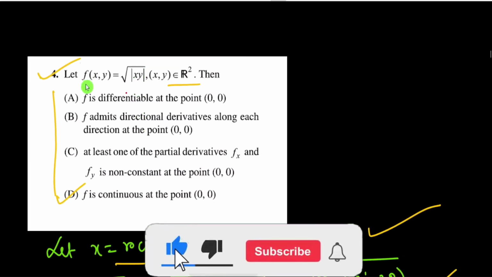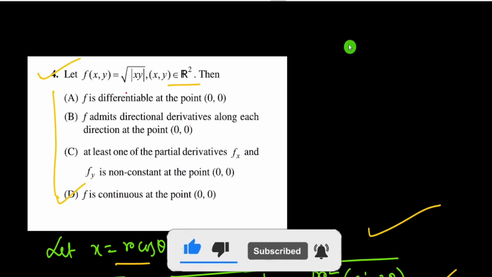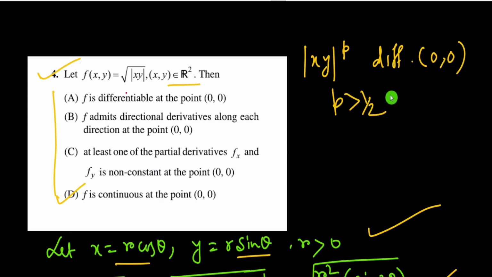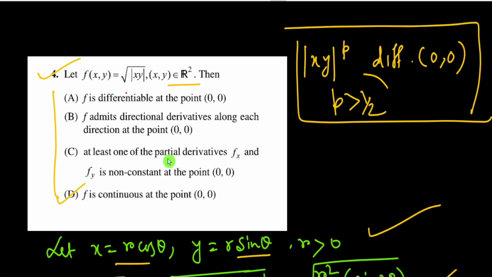Also, the remaining three options are necessarily not correct, so also you can check. It is a famous problem. Mod of xy to the power p is differentiable at (0, 0) whether this p is greater than half. This is a most famous problem of functions of several variables. But here the value of p is equal to 1/2, that is square root. So, this is not differentiable.